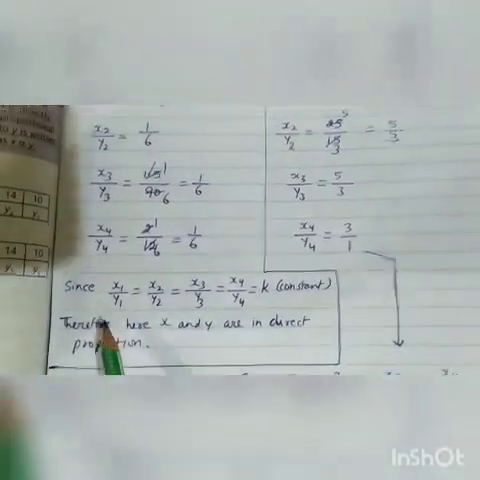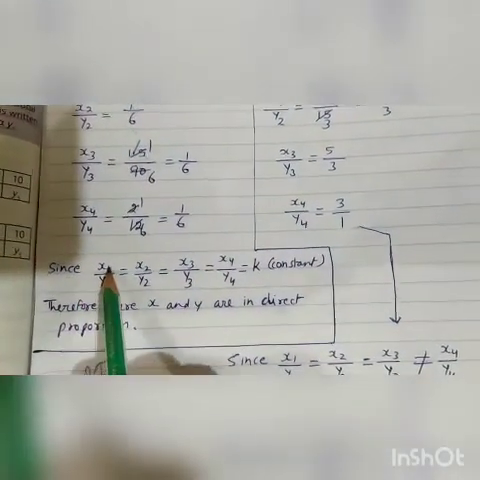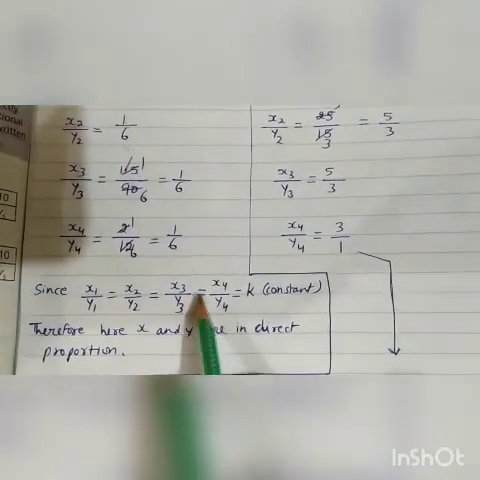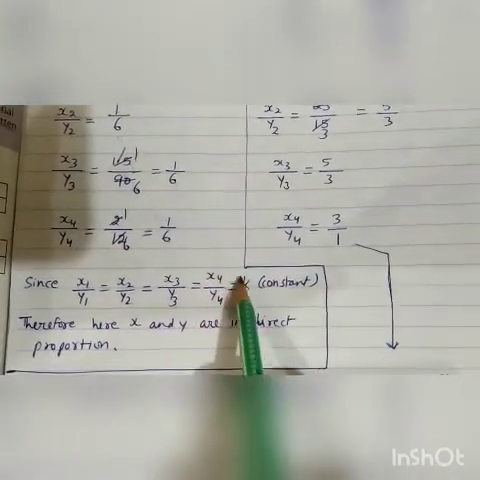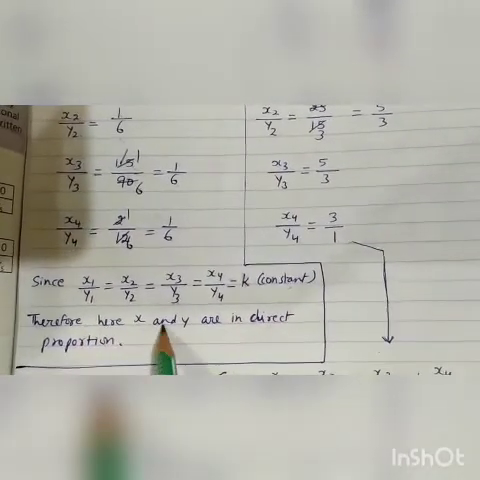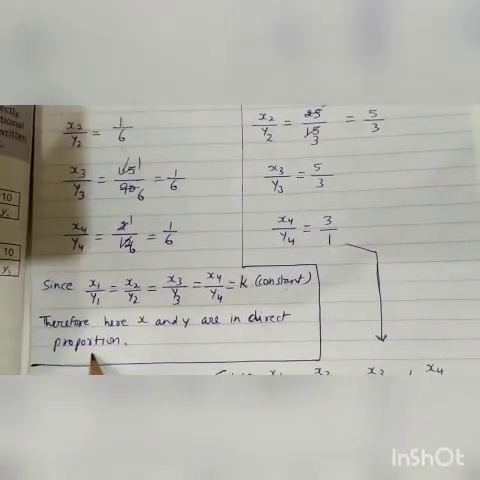Same value. Since x1 upon y1 is equal to x2 upon y2 equal to x3 upon y3 equal to x4 upon y4 is equal to k. K means constant. Therefore, here x and y are in direct proportion.